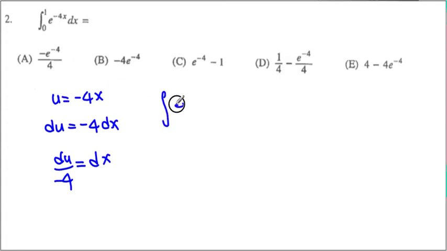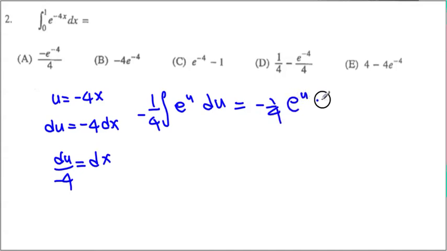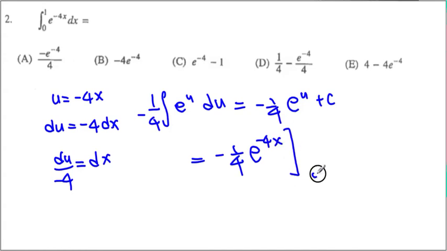Let us put these things together into the integral. Then here we have e to the u. In place of dx, we have du over negative 4, so I'm going to put that into the front. Negative 1/4. Now, the integration of e to the u is simply e to the u. So we have negative 1/4 e to the u plus c. But since u is equal to negative 4x, we end up getting negative 1 over 4 e to the negative 4x, which goes from 0 to 1.